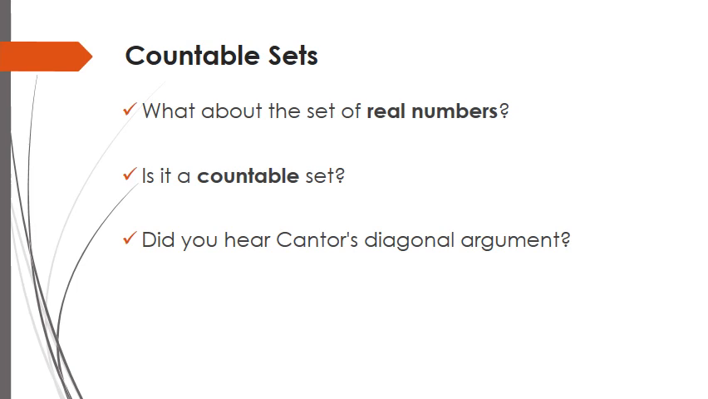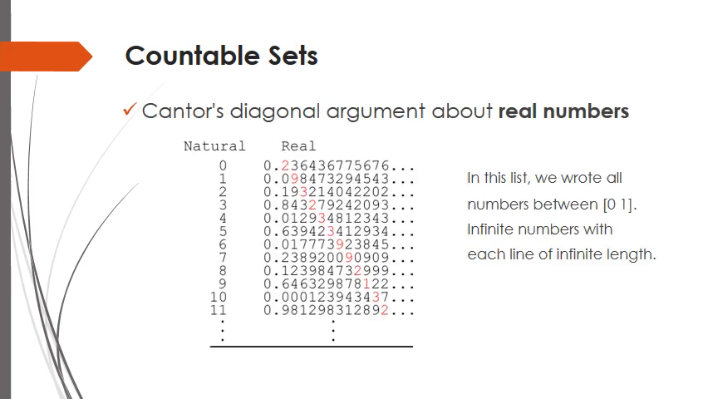But what about the set of real numbers? Is it also a countable set? Could Cantor's zigzag labeling method be used here as well? Considering that the real numbers are indeed an incredibly large set, we can say that this will not be enough. Okay, but have you heard of Cantor's diagonal argument? Here we will see Cantor's diagonal argument about real numbers.